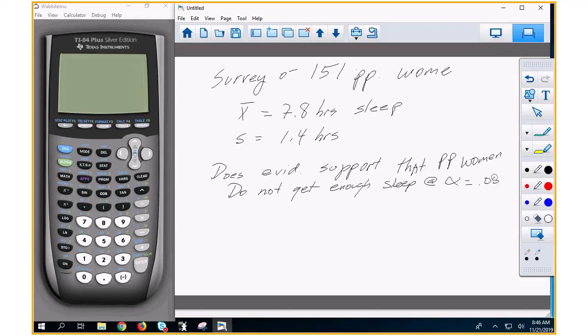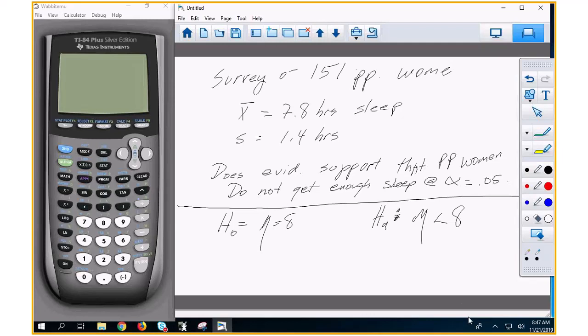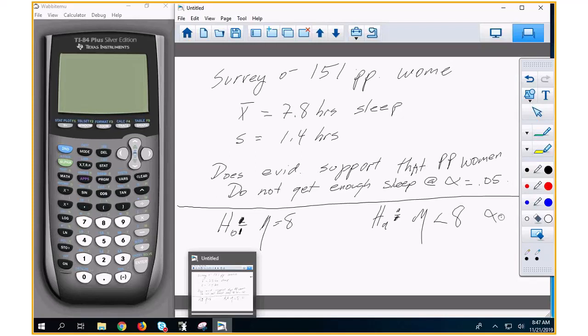Sigma equals 0.05. So there is our question. H0 is going to be mu is equal to 8 hours. So what is Ha, or H1? Mu should be less than. Yeah, it's less than. Does not get enough sleep means less than 8 hours. And alpha is equal to 0.05.